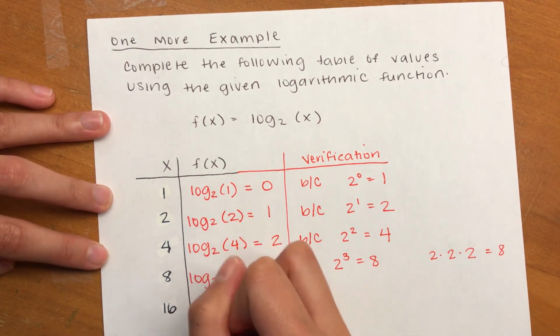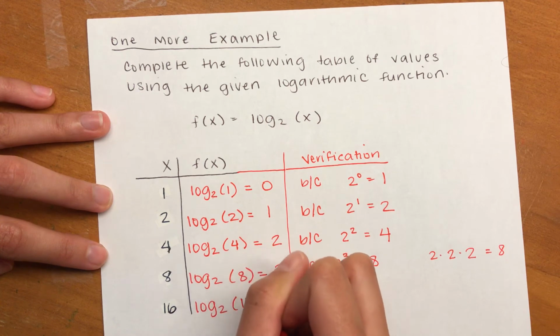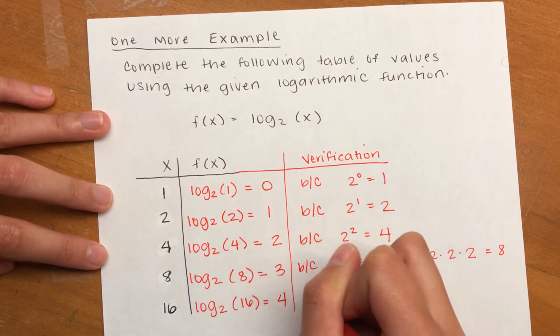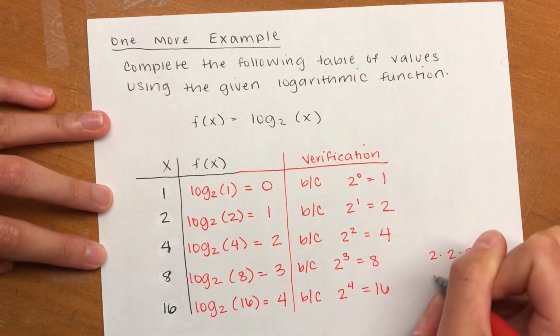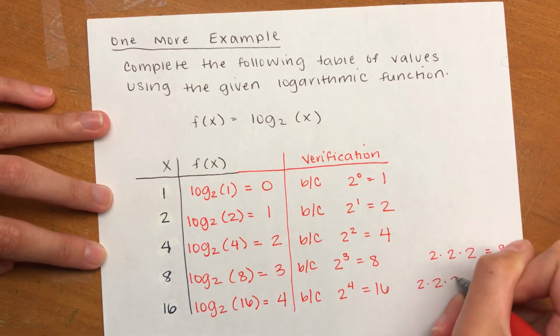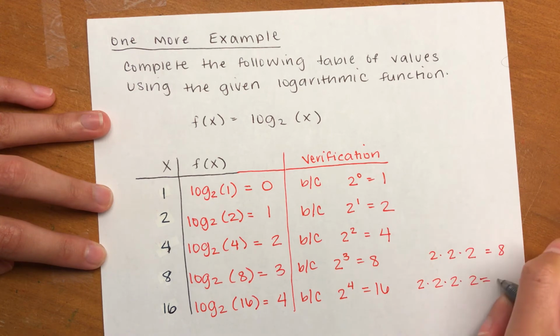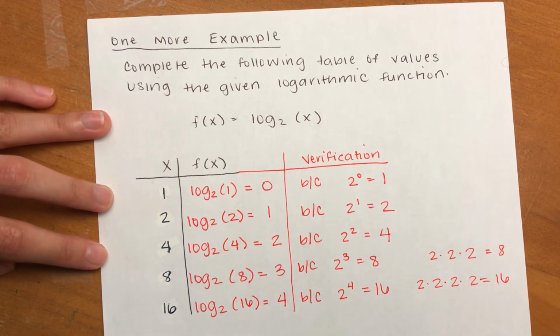And log base 2 of 16 will equal 4, because 2 to the 4th power equals 16, right? 2 times 2 times 2 times 2 equals 16. That's 4 2's.